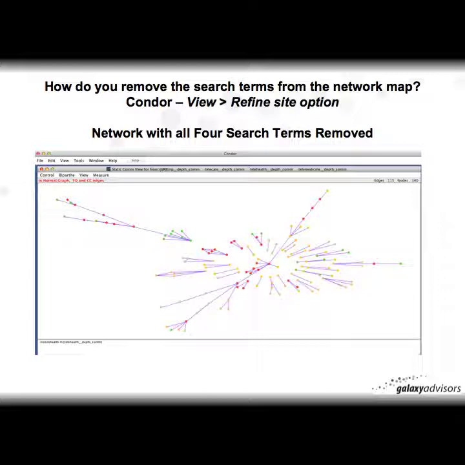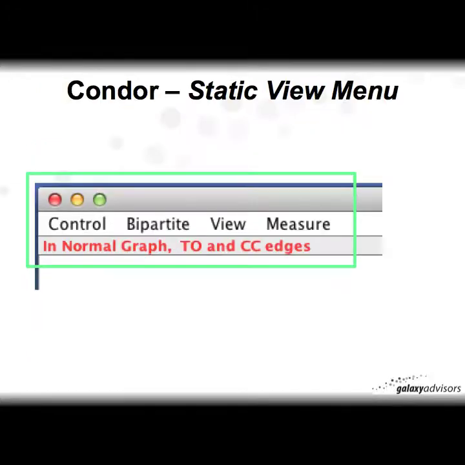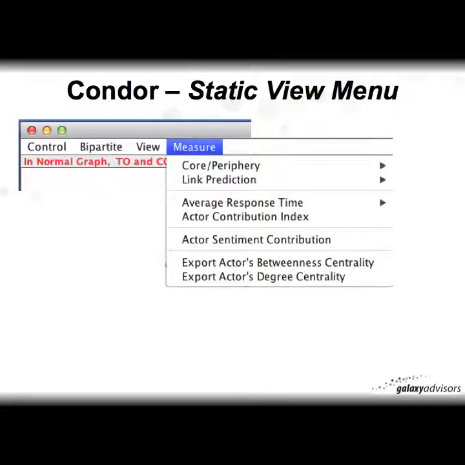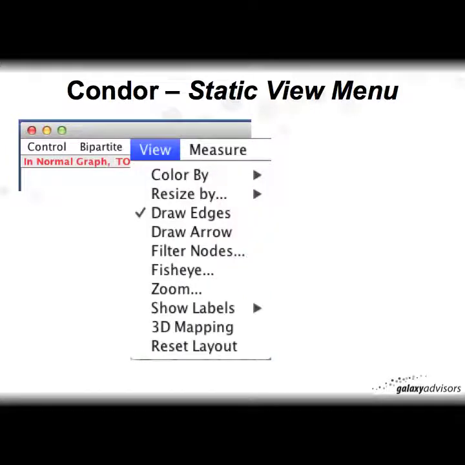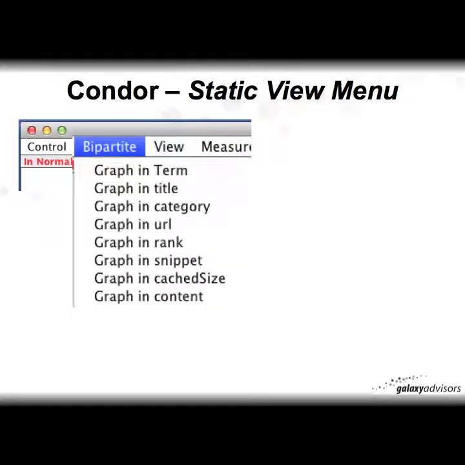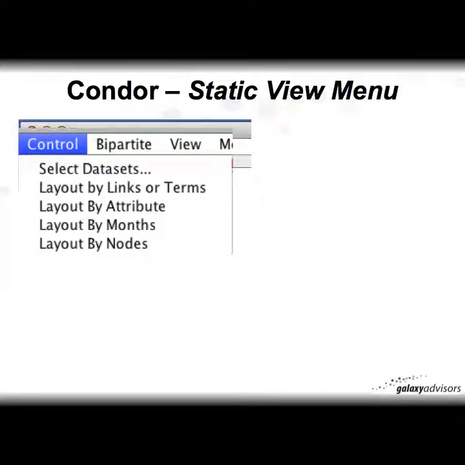And of course, you can right click on this, see different information, and you can use the other Condor tools to further analyze that. In the top left, you have the measure, view, and bipartite control commands. There are a number of measures you can investigate. Several different ways to view, color, draw, zoom in, zoom out. You can redo the graph in terms of bipartite view, and you have control, especially for example selecting data sets.